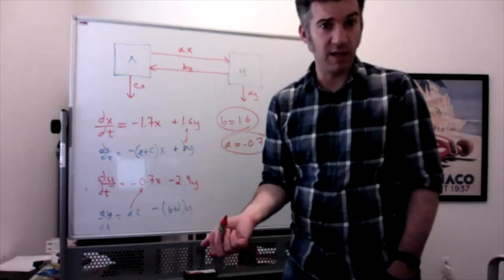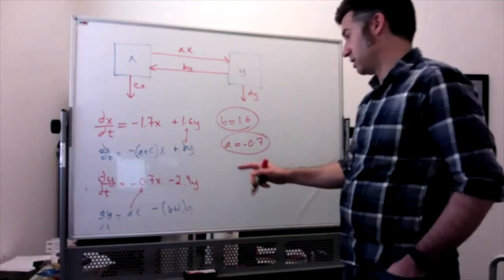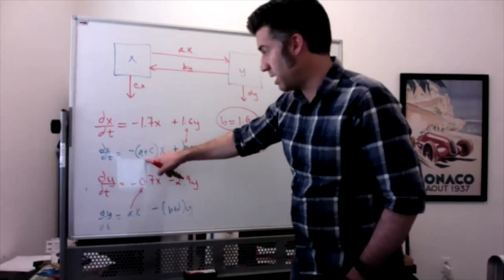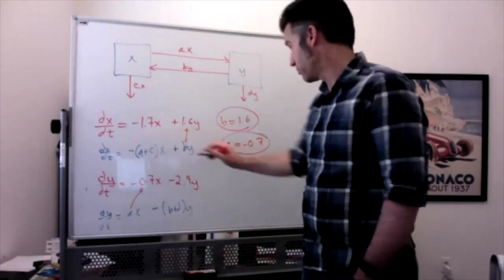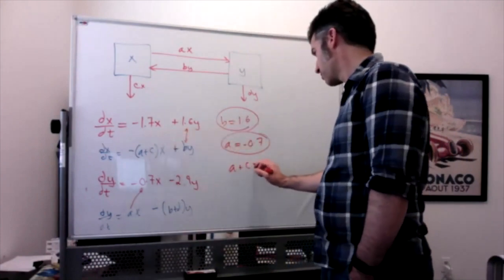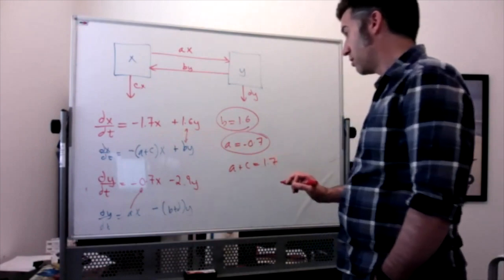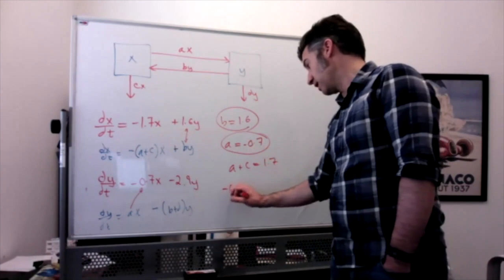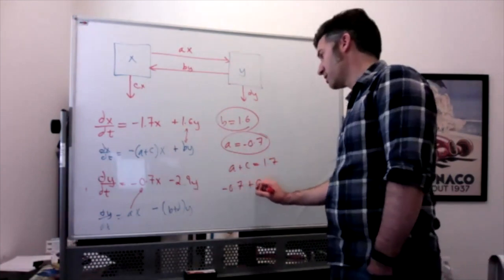Then we can find c and d. So I can say that a plus c has to equal 1.7. But then I know that a is negative 0.7. So negative 0.7 plus c.